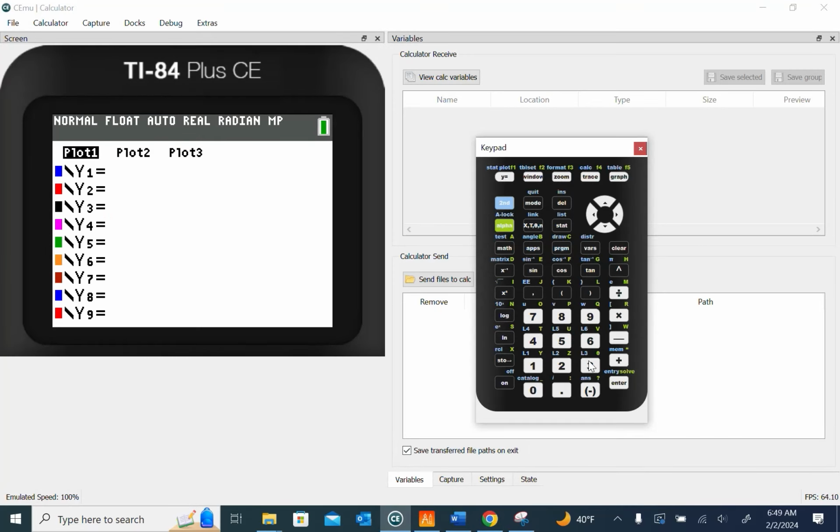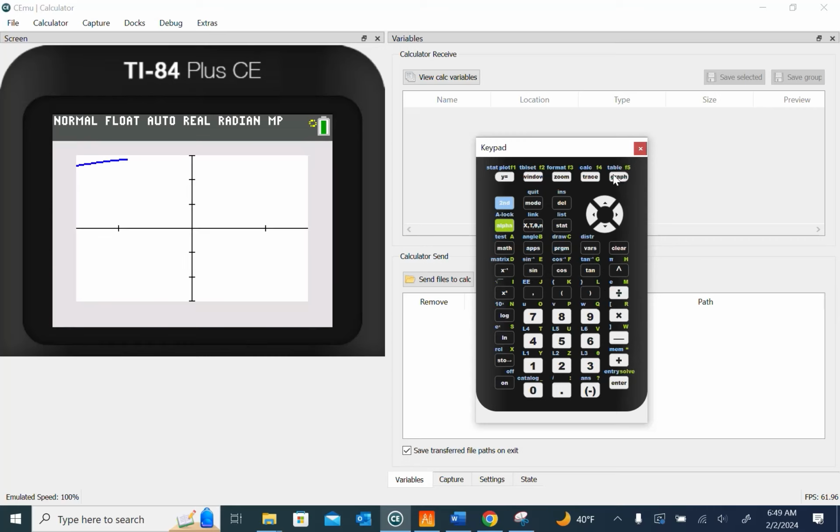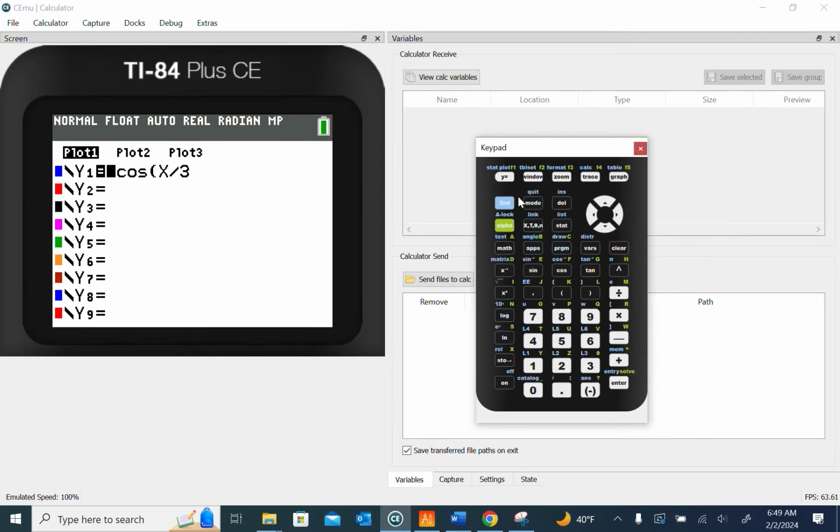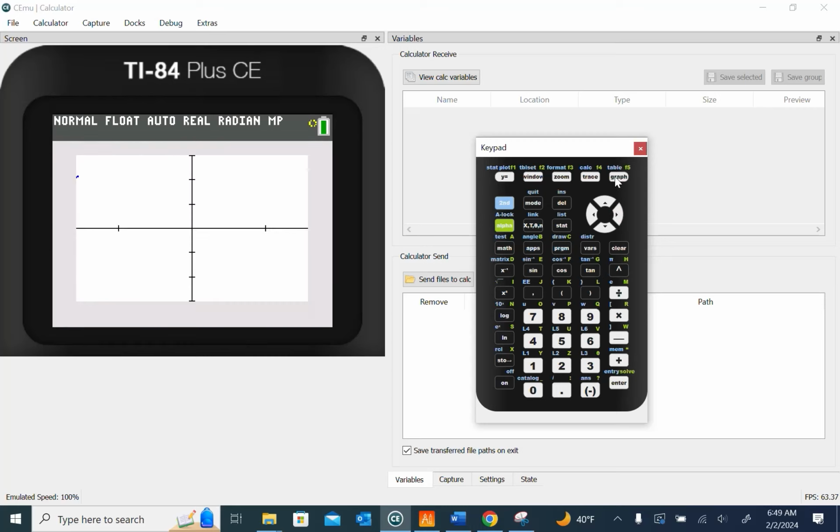So we have 3 cosine x over 3, which is not going to be the same graph. Not even close. We also have 3 cosine x over 2. So let's change that to x over 2. Again, not going to be the same graph.